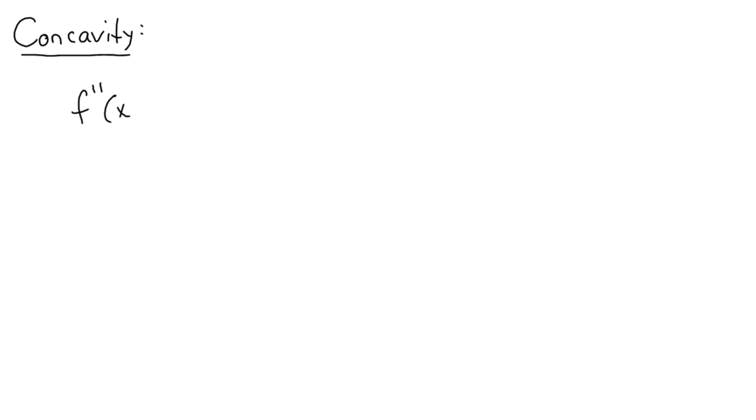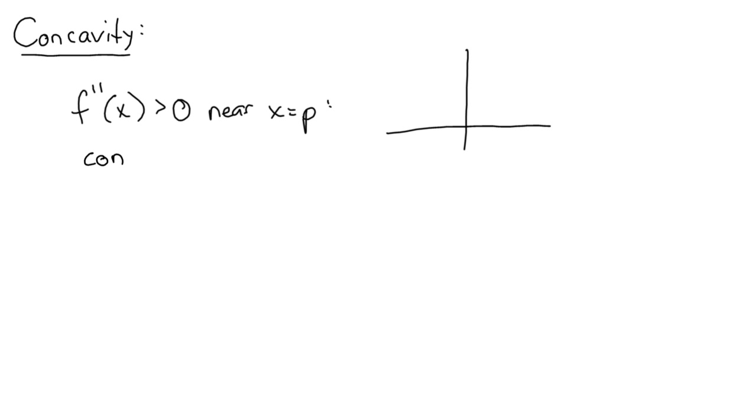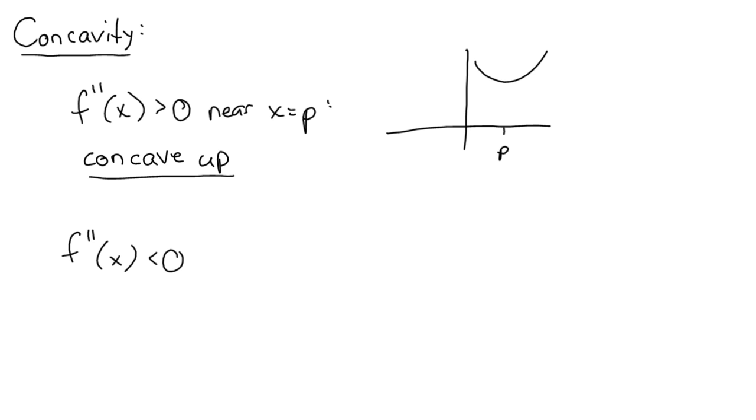If you have f double prime of x greater than 0 near x equals p, what does that look like? Remember, second derivative positive means concave up. So if this is my point p and it's concave up near there, it looks like a smile, right? And conversely, or the opposite of that, if the second derivative is negative near x equals p, then f is concave down.